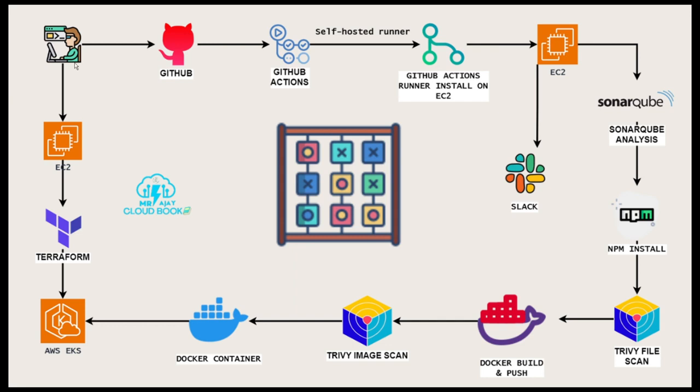The DevOps engineer, or whoever is working on the project, will store the code in the GitHub repository. This is the central place for version control and collaboration among developers. For continuous integration and continuous deployment, we will use GitHub Actions as our CI/CD tool. GitHub Actions allows us to automate the build and deployment process. It will trigger actions based on the code changes in our repository.